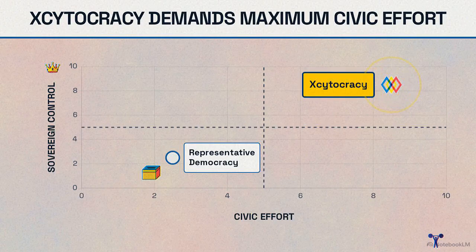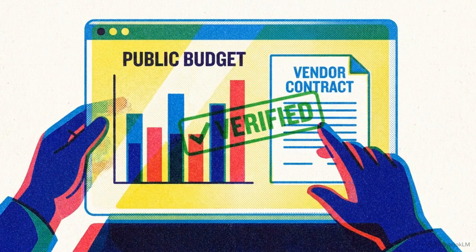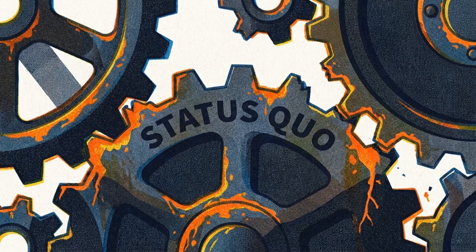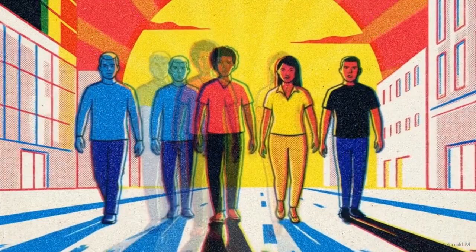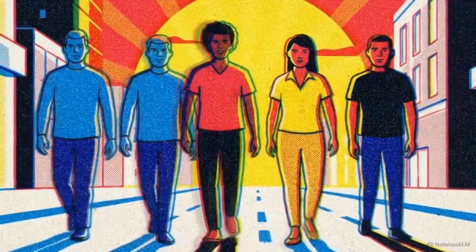Xcytocracy lands entirely in the top right. This structure serves civic optimizers. It is built for a population that demands strict mathematical equality, requires verifiable receipts for every tax dollar spent, and is willing to actively manage their own real-time accountability infrastructure. The friction and lack of accountability in our current politics is a design choice, built directly into the mechanics of the system. You don't have to surrender your sovereignty to a ruling class, provided you are willing to step up and carry the weight yourself.